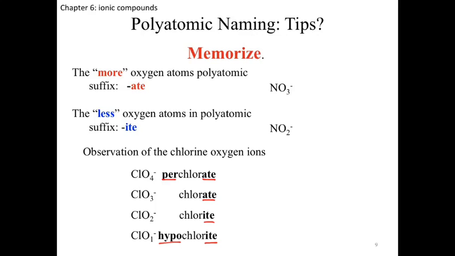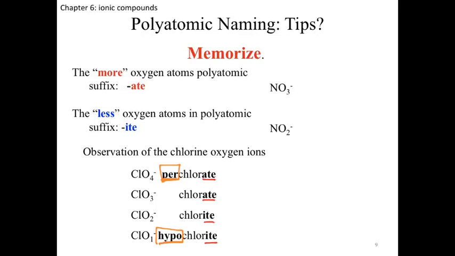If we have more than 2 options for the amount of oxygens present, or more than 2 ways to have oxygens in our molecule, we have to introduce this extra term, the per term in front or the hypo term in front. And again, if you want to remember that per-ate means you've got 4 oxygens, by all means go ahead and do it.